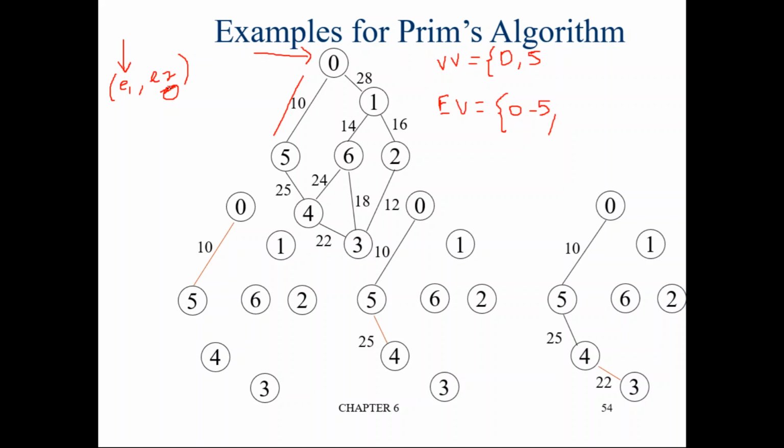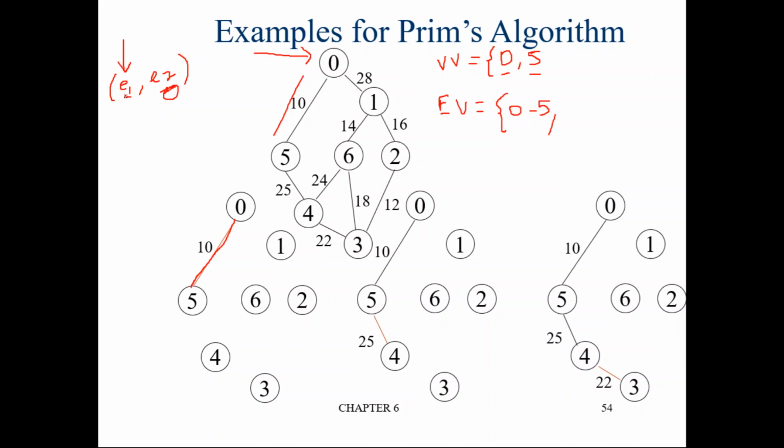So currently how many vertices are in the tree? 0 and 5. These are the two vertices. This is the only edge we have added, 0, 5. So we have only two vertices, 0 and 5. So we have to identify such an edge in such a way that E1 is in the tree.